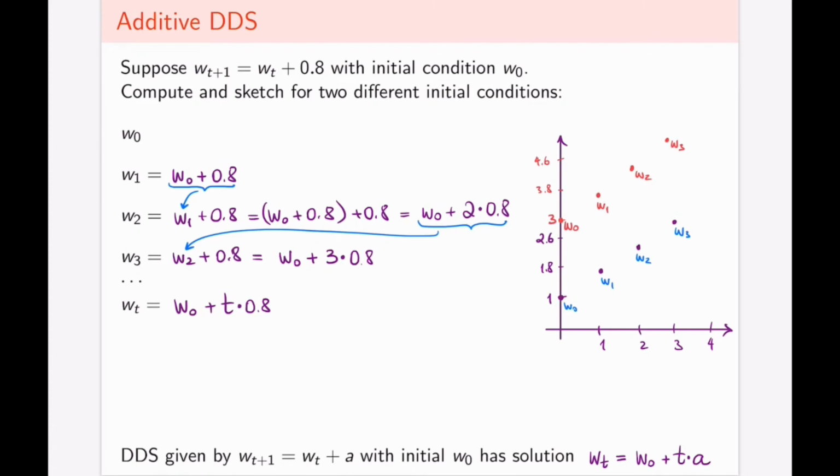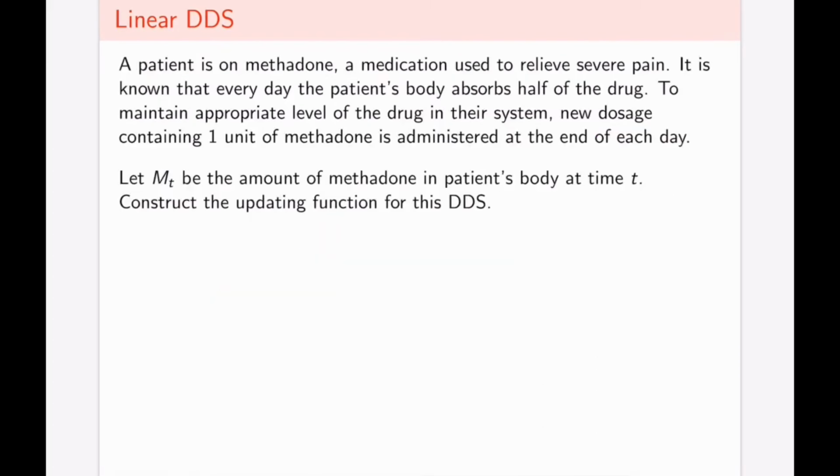Our next example of a discrete dynamical system is our most complex one yet, so we're going to work through an application to set it up. Suppose a patient is on methadone, which is a medication used to relieve severe pain, for example, after a surgery. It is known that every day a patient's body absorbs half of the drug. To maintain appropriate level of the drug in the system of the patient, new dose containing 1 unit of methadone is administered.